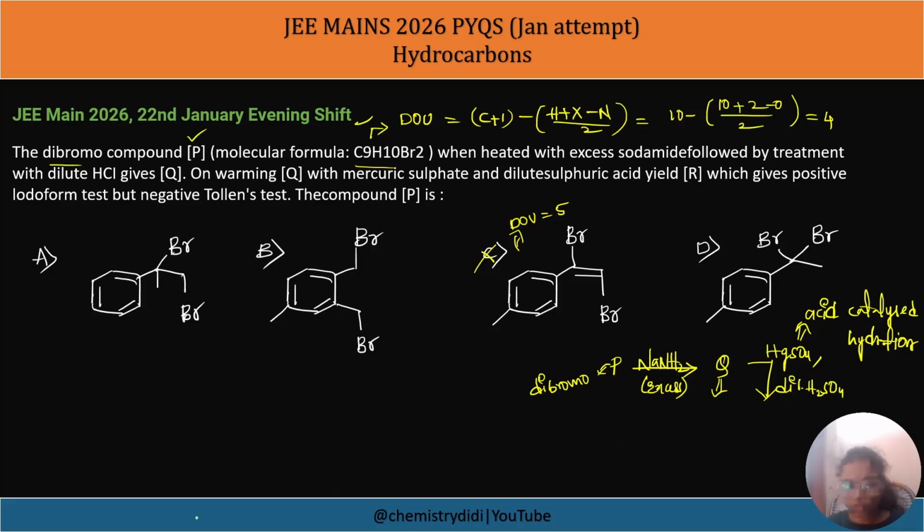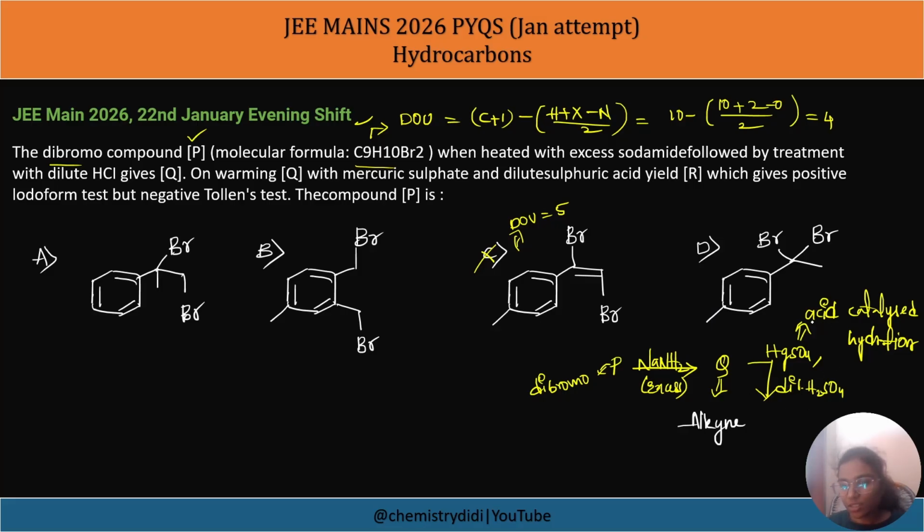So here also we got to know Q will be an alkyne. So you need to understand these questions like this. So Q should be an alkyne. We don't know which alkyne it is, means terminal or internal. So we'll get to know that thing.